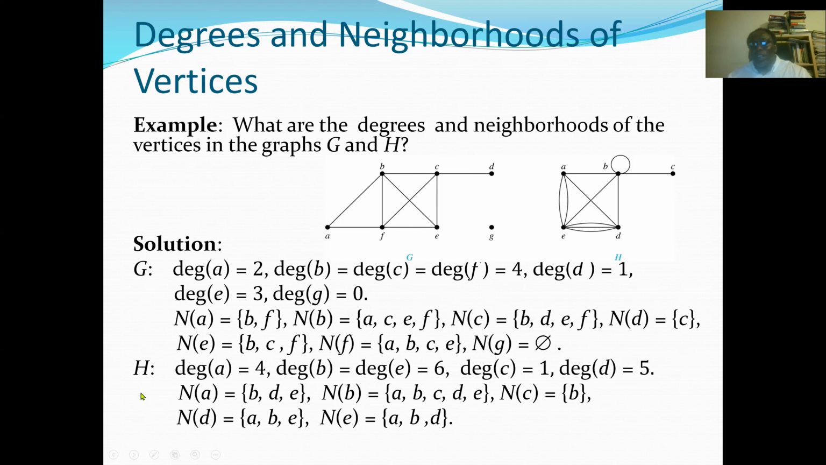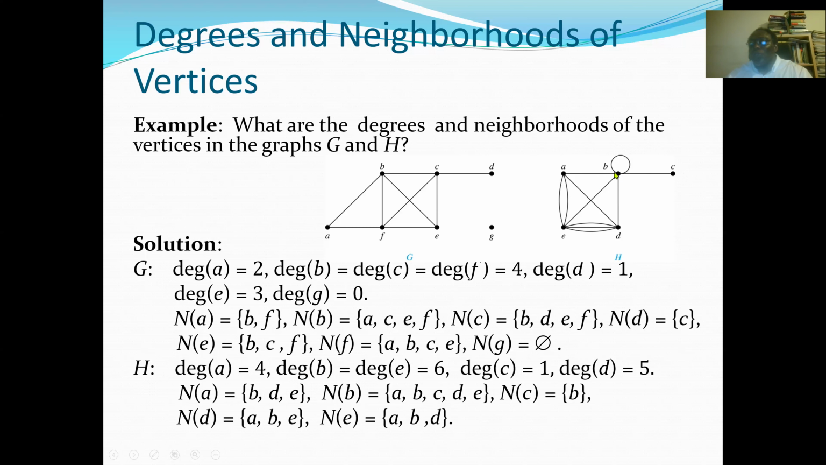So now let's look at graph H. The degree of A will be 1, 2, 3, 4. So that's 4. Now the degree of B, you see that for B we have 1, 2, 3, and also we have a loop. A loop counts as 2, and we have 3 lines, so it will be 5. To the right we also have 1, so it's 6.